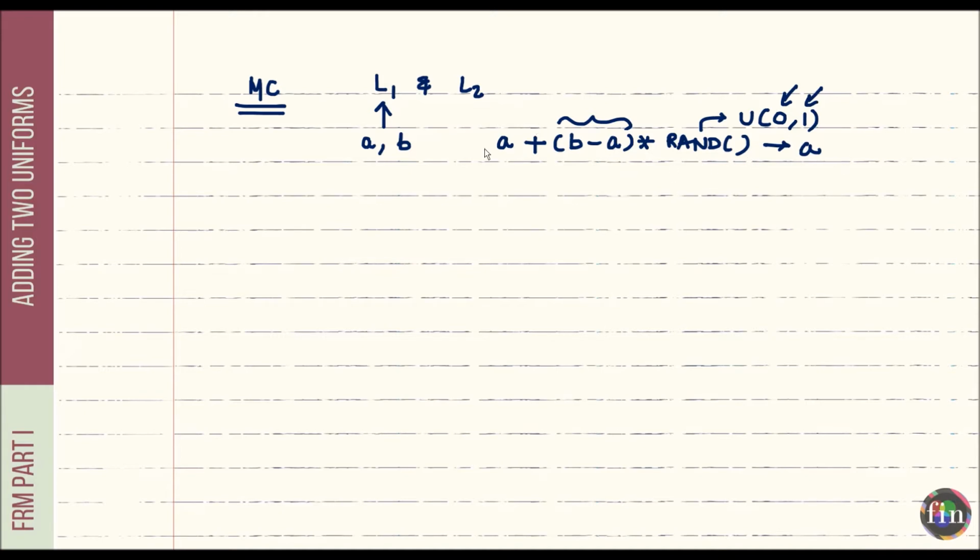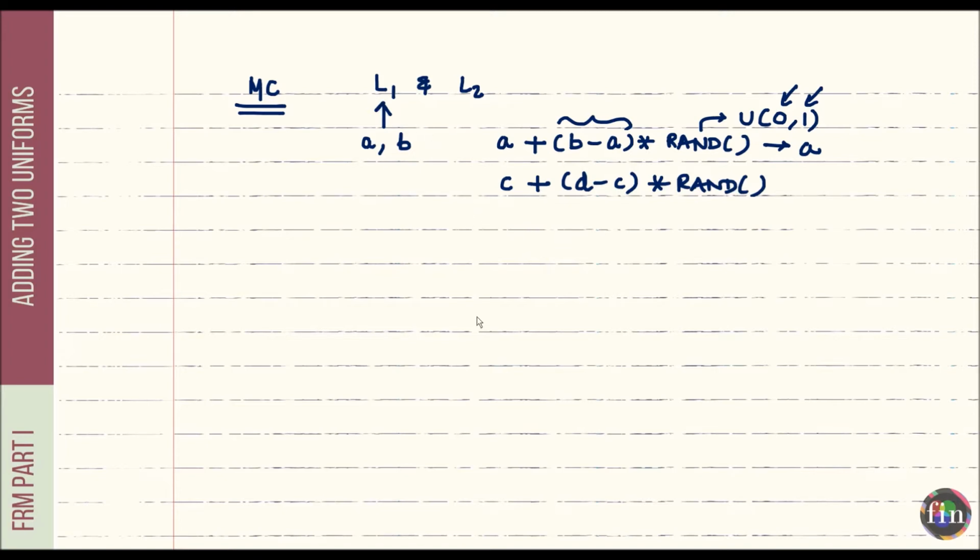So this is how you would simulate L1. Similarly, you can simulate L2 as the left limit of L2, which is c plus d minus c, times again another rand, which is independent of the previous rand. There is no dependence between these two rands, okay? So therefore, this is how I would simulate L1 and L2.